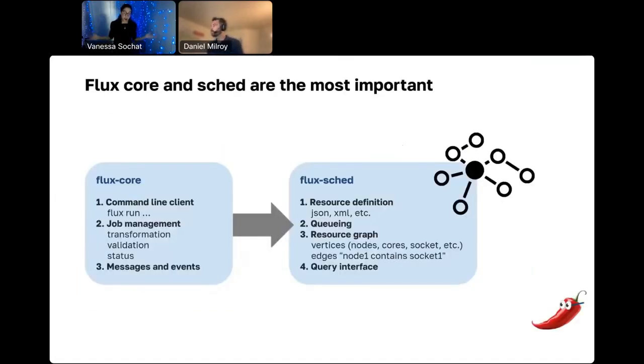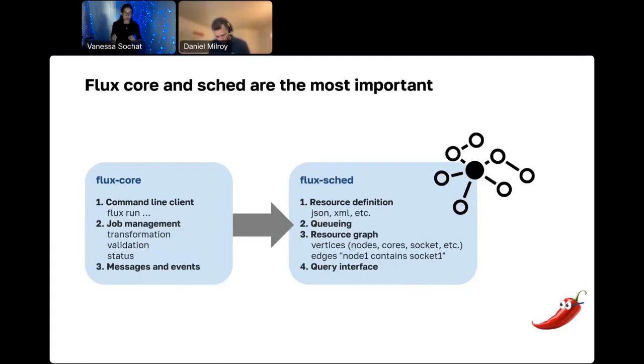Now, we don't play favorites for our children, but we kind of do. So the main projects that are the most important in the Flux universe are Flux Core and Flux Sched. Flux Core is what you interact with on the command line when you flux run, flux submit, flux alloc. That is the Python SDK that lives inside Flux Core.